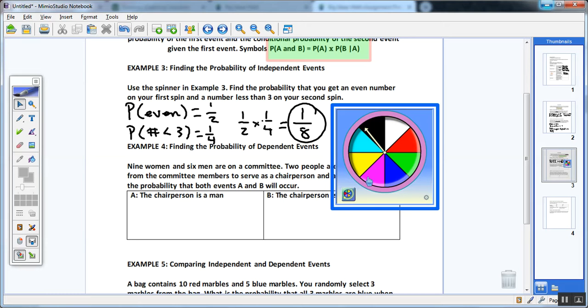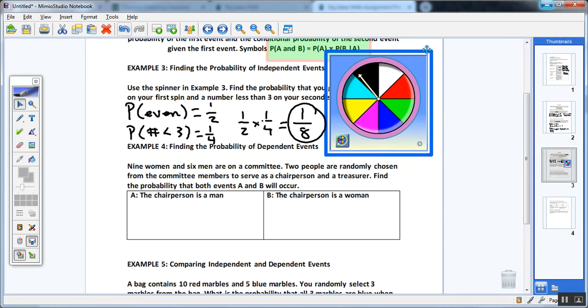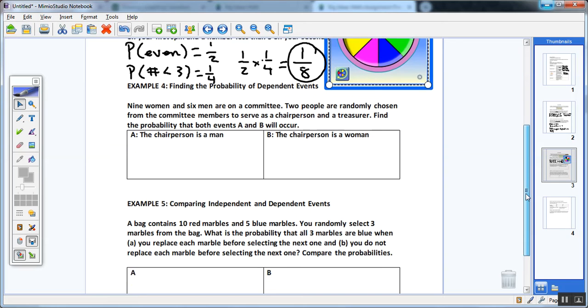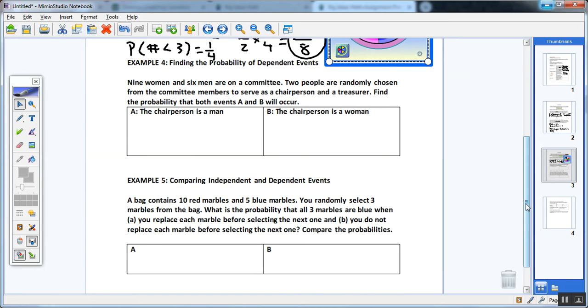Okay, are you guys okay with that example right there? All right, very good. So let me move this out of the way here quickly. Let's run into example 4 here. Probability of dependent events here. So this one here, the second event's going to depend on what happened in the first event.